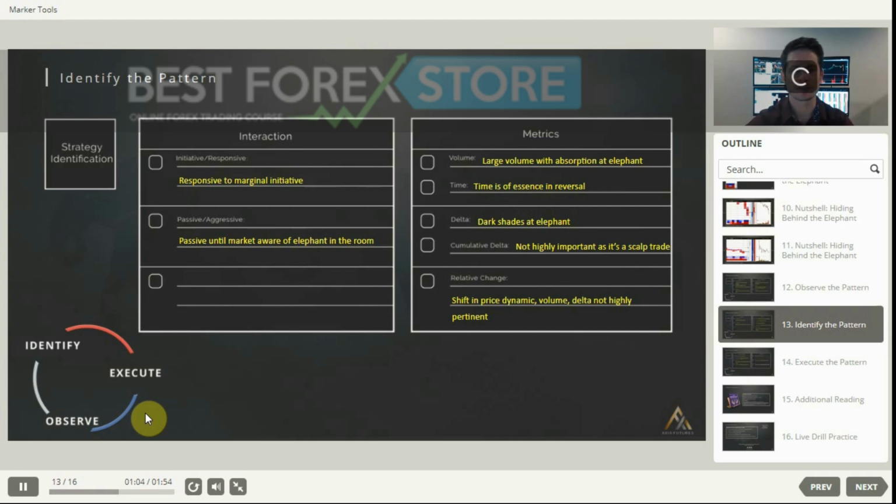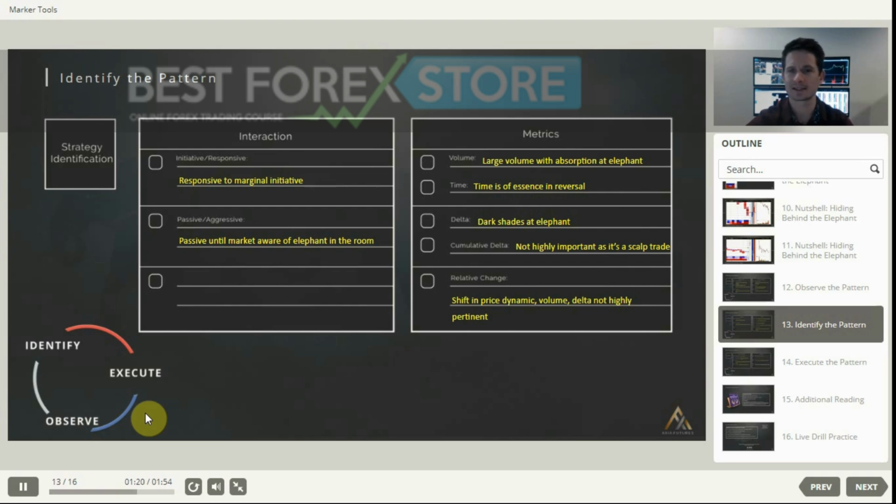Note, time is obviously of the essence in terms of the reversal. Once we do get back above into that elephant zone, we do need to see quite a speedy reversal, so time is quite crucial. In terms of the delta, obviously very, very dark shades around the elephant, both to the upside and to the downside.